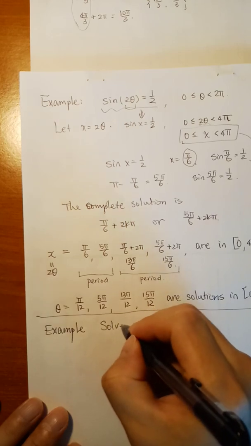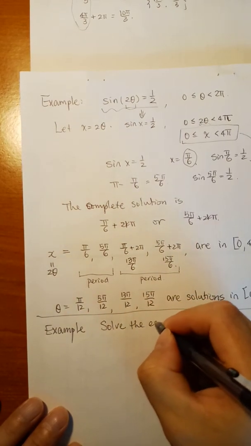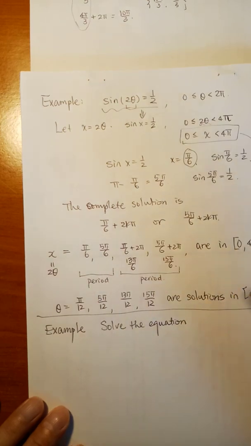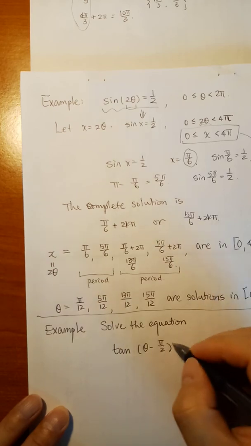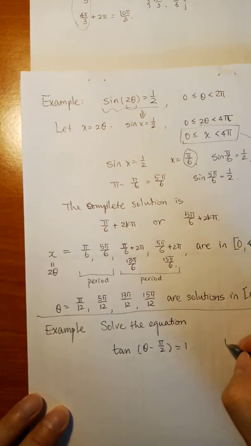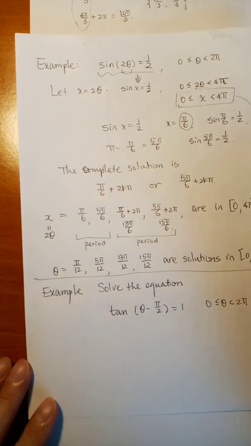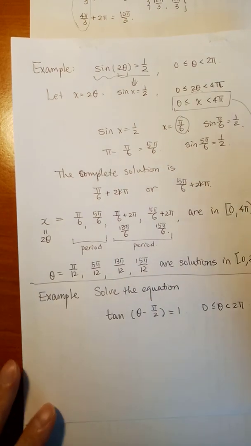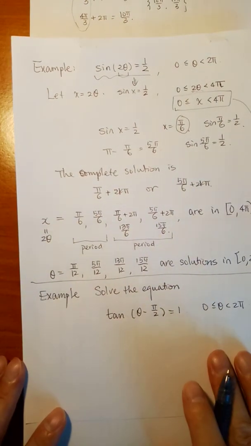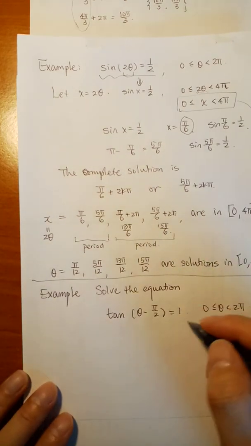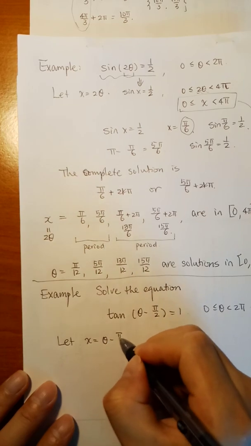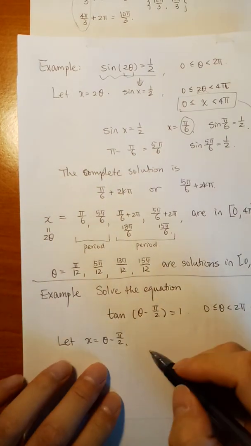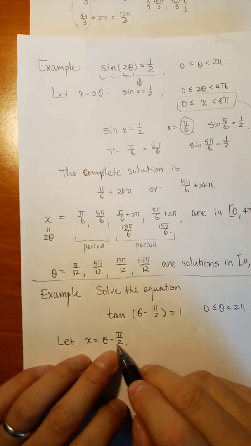Solve the equation tangent of theta minus pi over 2 is equal to 1, and theta is between 0 and 2 pi. Same thing. We want to simplify the internal expression. We don't want tangent of theta minus pi over 2, it's too complex. So let x be theta minus pi over 2. X is theta minus pi over 2.